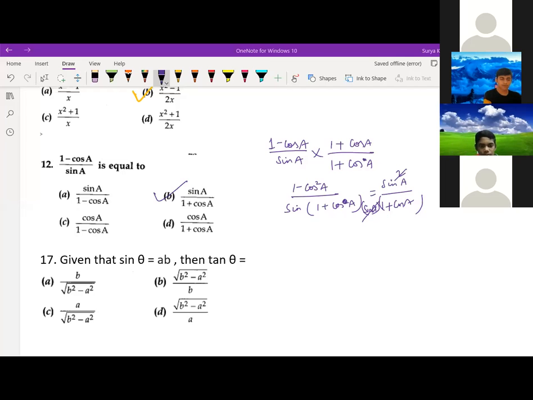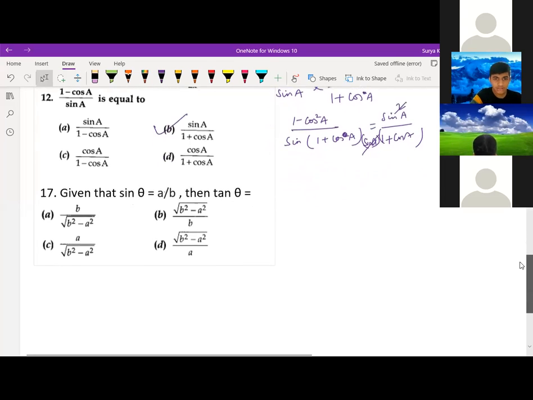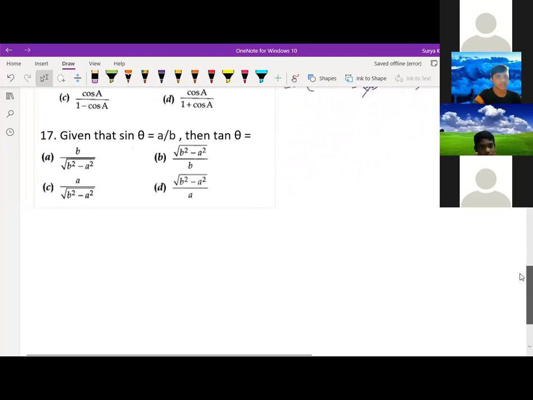The next question: sin theta is equal to A by B. If sin theta is equal to A by B, then tan theta is equal to what? Sir, it's A by B, right? Yeah, it's A by B. No, no.